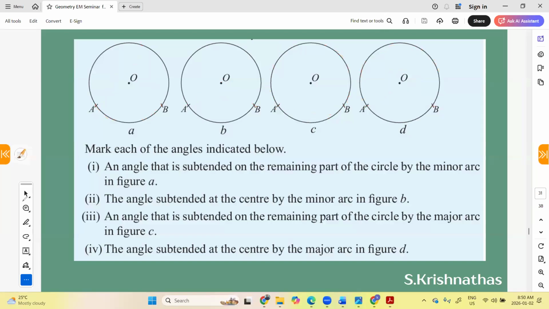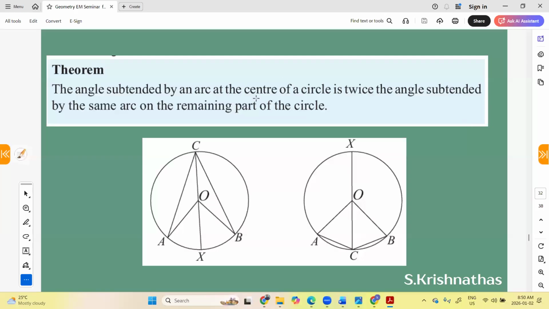Right. Now we can go to the next thing. The angle subtended by an arc at the center of the circle is twice the angle subtended by the same arc on the remaining part of the circle. This is a very important theorem. Here, the arc AB subtends an angle at the center. This is the angle at the circumference. If this is x, this one is 2x.